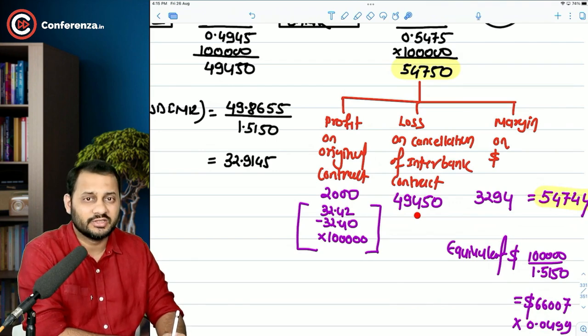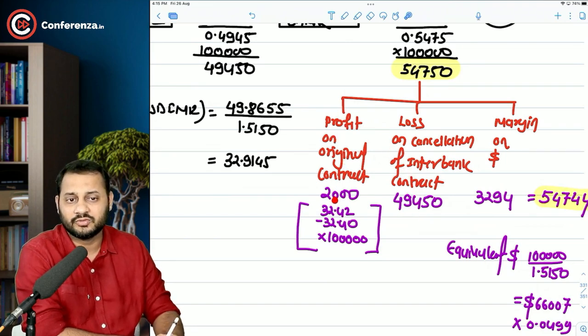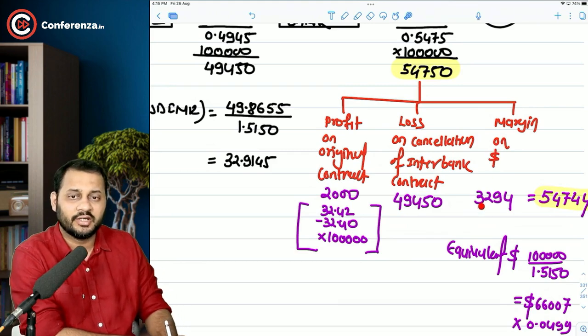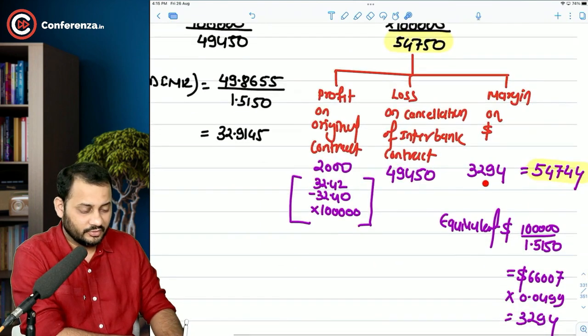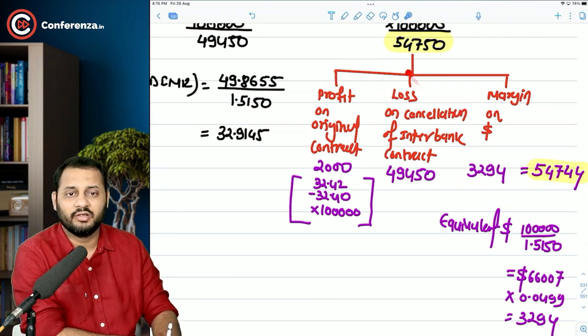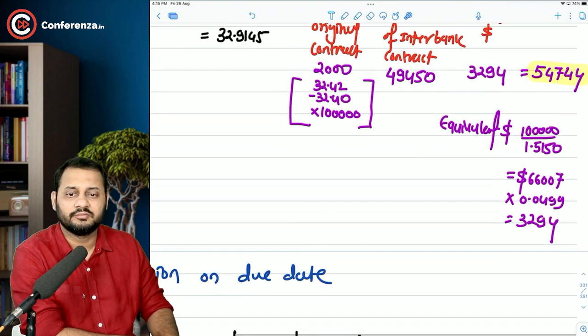We also cancelled it because of the exporter and we faced a loss of 49,450. So who is responsible for this? Exporter. We will recover it from the exporter. Loss of a profit on original contract, 2000. So 49,450, 2000 rupees, and the margin. Margin is not a profit or loss, right? Margin was 3294. You can just calculate the margin separately and you will get this value. And if you do the total of this, it comes to 54,744, versus 54,755, a rounding difference, that's it, equivalent.